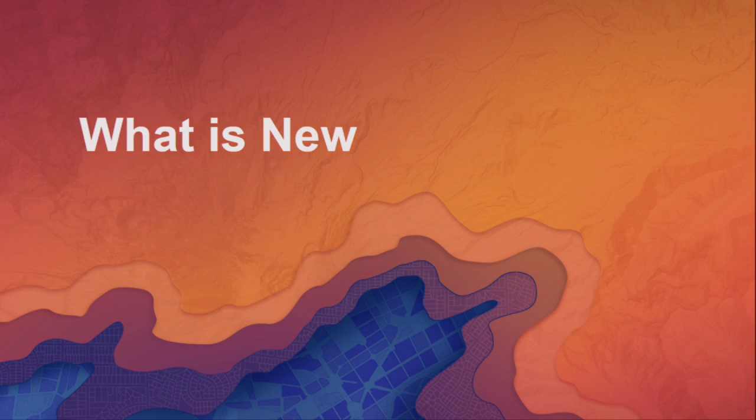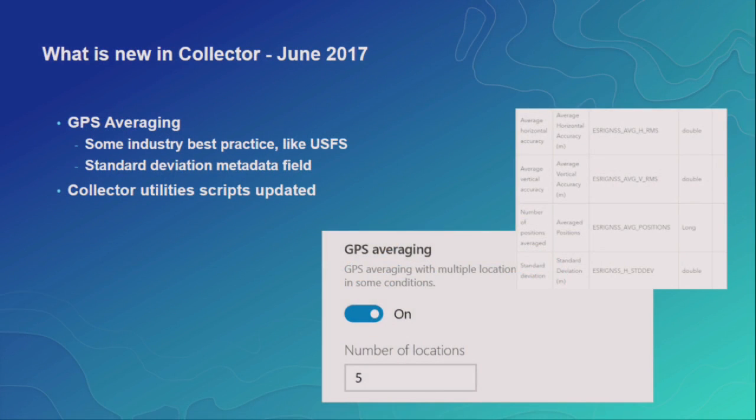Okay, a little bit about what is new in the recent release of Collector that we released in June. We introduced GPS averaging, as a lot of industries have this as a requirement, and we wanted to support those users who need to average a certain number of points in their field workflows. It could also be used as a best practice workflow.